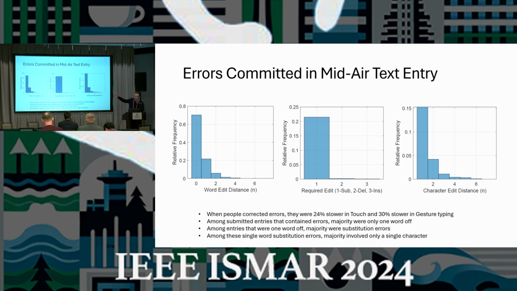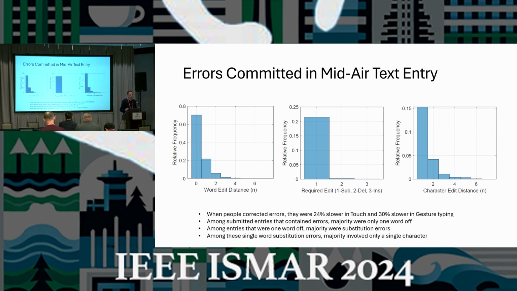Then if we look at those words where there was just one word off, the vast majority of those were substitution errors, which means that it was just the wrong word. It wasn't that they'd added a word or they'd missed a word. It was mostly just substitution errors. And then within those substitution errors, the vast majority involved only 1 or 2 character errors. So their word was wrong, but it was only 1 or 2 characters off.